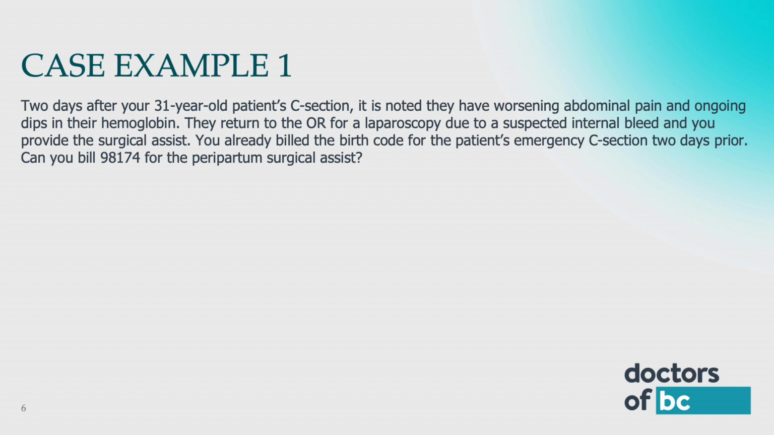Case number 1. 2 days after your 31-year-old patient's C-section, it is noted they have worsening abdominal pain and ongoing dips in their hemoglobin. They return to the OR for a laparoscopy due to a suspected internal bleed, and you provide the surgical assist. You already billed the birth code for the patient's emergency C-section 2 days prior. Can you bill 98174 for the peripartum surgical assist?